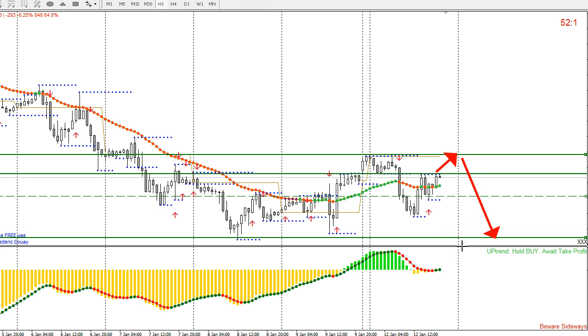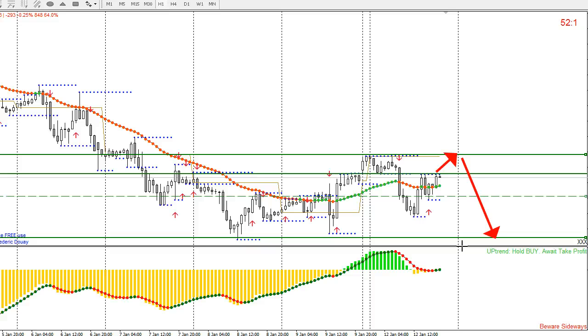Considering that there is a continuation pattern on the daily chart, if it breaks it, it should actually have another day going down after that. If it does happen, it may happen today or tomorrow. So we have to look at that.